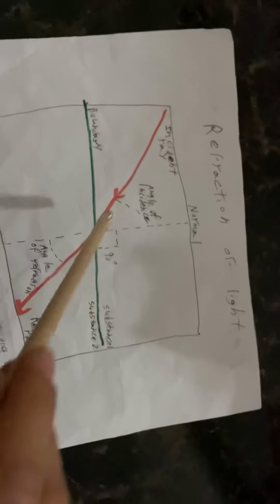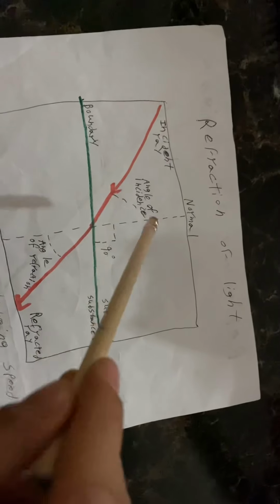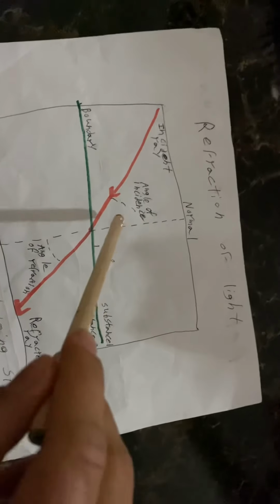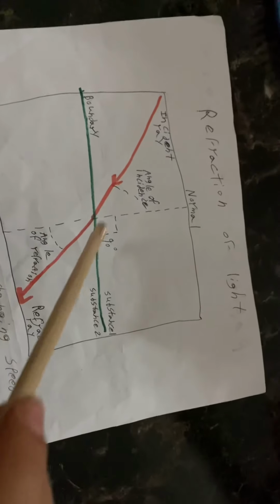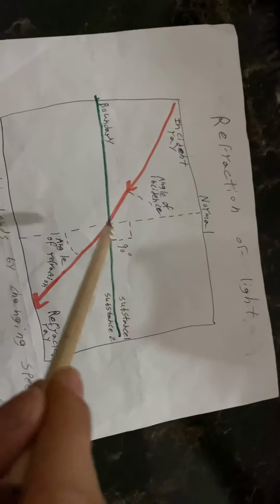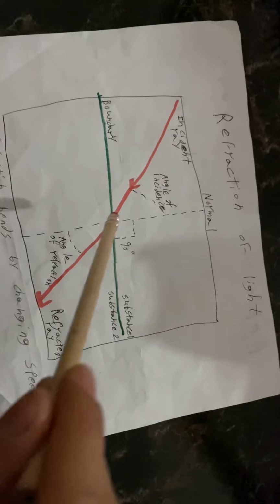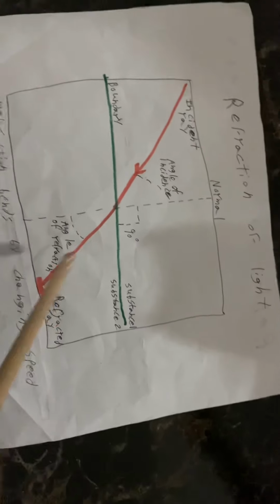And this is the incident ray, and this is the angle of incidence. Right over here is the angle of incidence. And right here is the 90 degree box, and we ignore that because this is right over here. This is the line. This is the incident ray, and this is the angle of reflection.